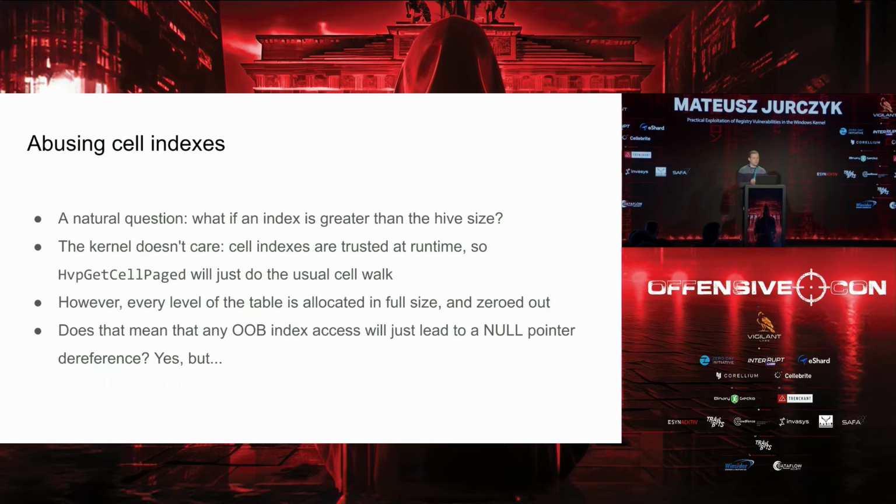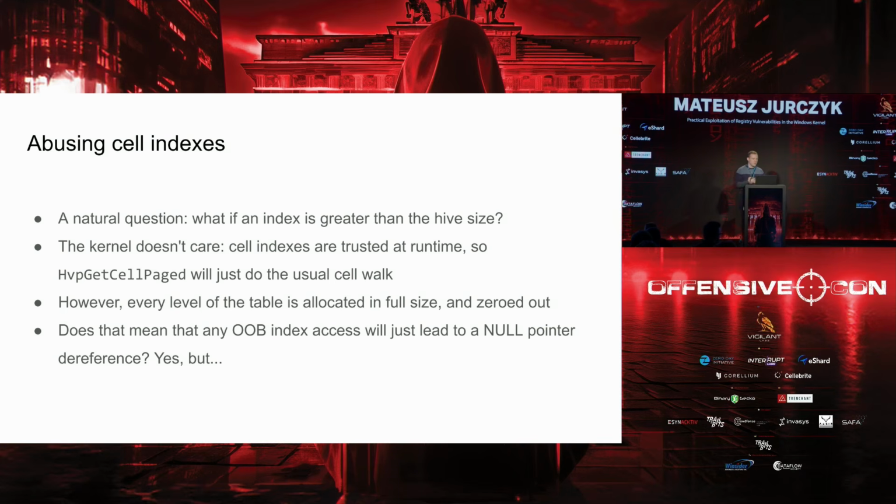And so what we want to do is abuse these cell indexes. Of course, normally the cell indexes are within the bounds of the Hive size. But the natural question is, if we can set the cell index to an arbitrary 32-bit number, what happens if we set it to a value that is greater than the Hive size? And the answer is very simple. The kernel doesn't care. The kernel always assumes that the state of the Hive is consistent internally, so the cell indexes are trusted. And the HvpGetCellPaged function just performs the usual cell walk, regardless of whether the cell index is valid or not.